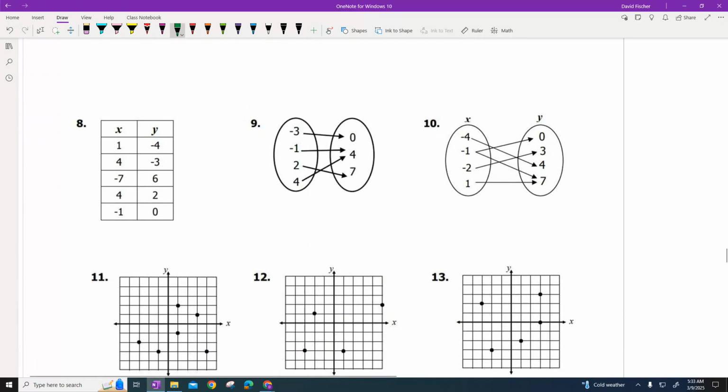Okay. So these guys go fast, huh? Oh, I see two 4s, so this is not a function. Now on a mapping diagram, all I focus on is the first bubble because these are my x's. I don't even look at the numbers. If I see only one line coming off of these guys, then this is a function.